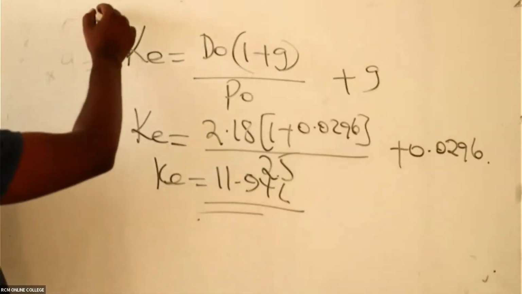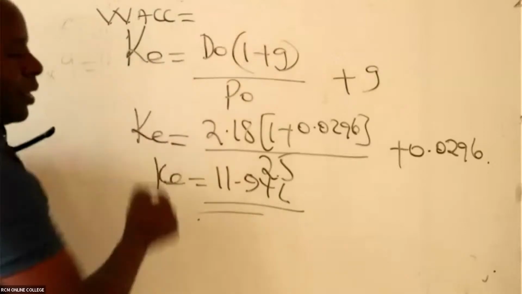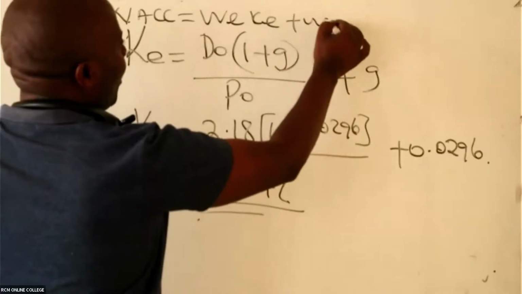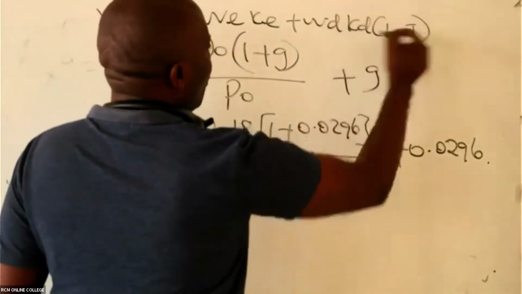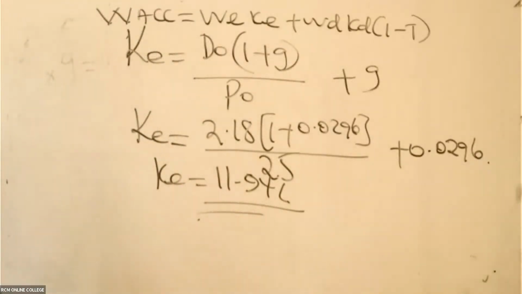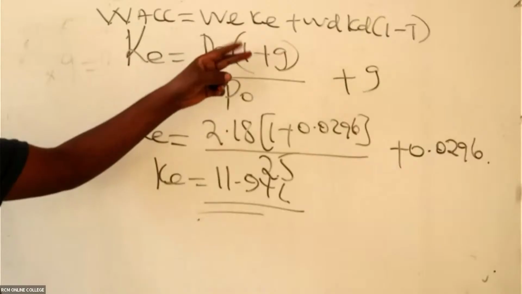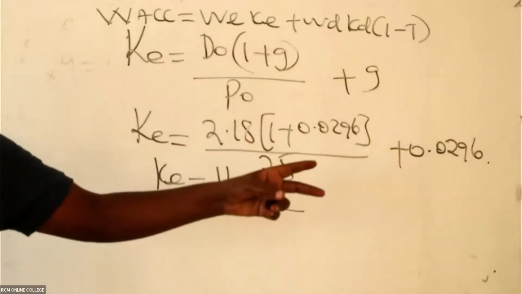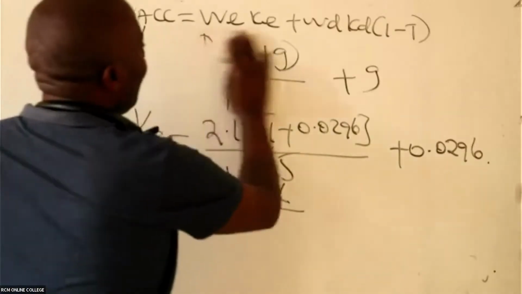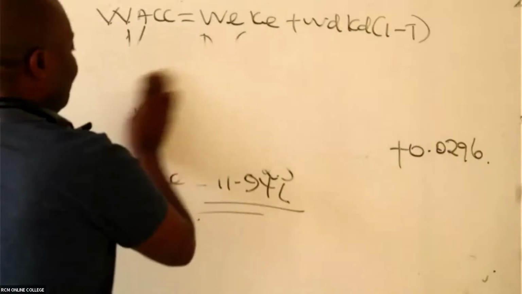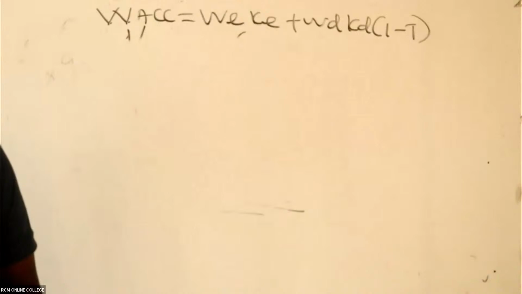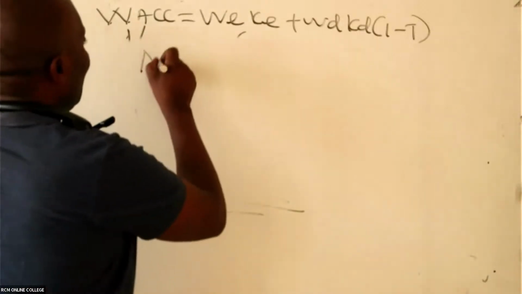Now remember, we are getting what we call WACC. And how do we get WACC? It is weight of equity times cost of equity, plus weight of debt times cost of debt, times 1 minus tax. So now the only thing I need to do is to get the market value weights.